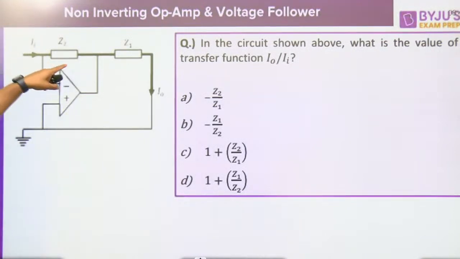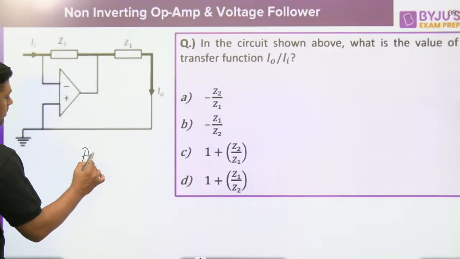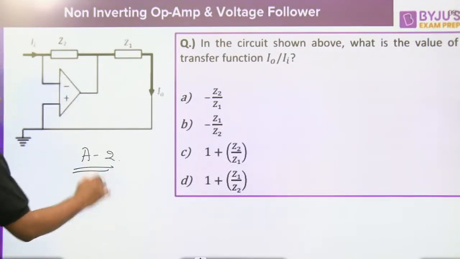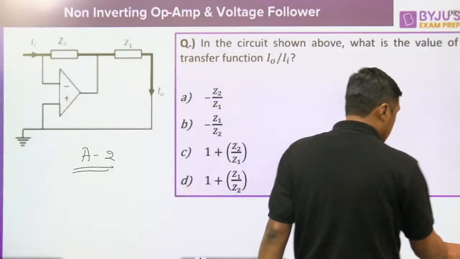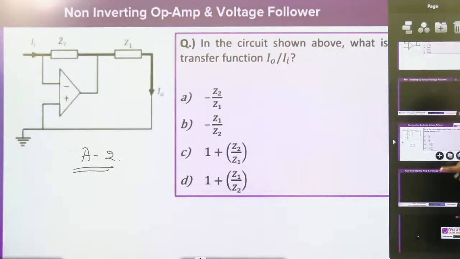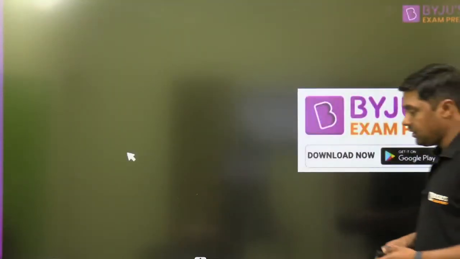Second question: the current I1 is given, and there is I0. In the circuit you have to find I0 upon I1. Assignment number 2. Simple answer in the comments box. Okay, this is assignment number 2. Try to solve in coming classes. We will solve all the assignments.